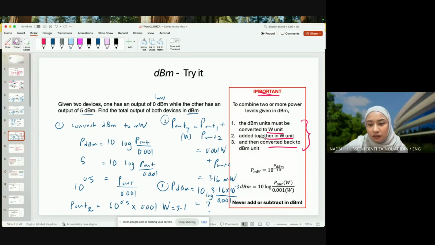Always use these steps. Important steps. Okay. For dB, yes, you can add them together. dBm, no, you cannot add them together. You have to convert back to milliwatt or watt.